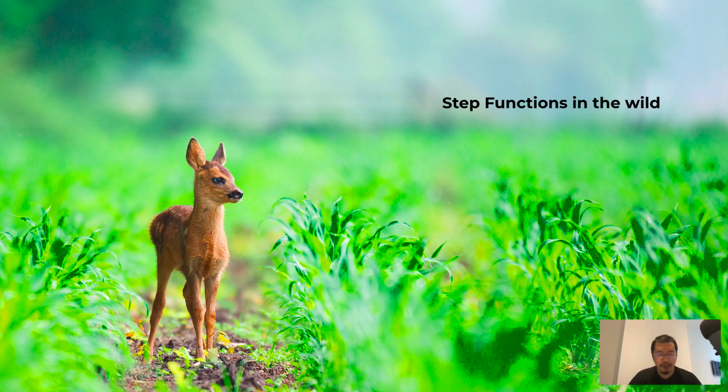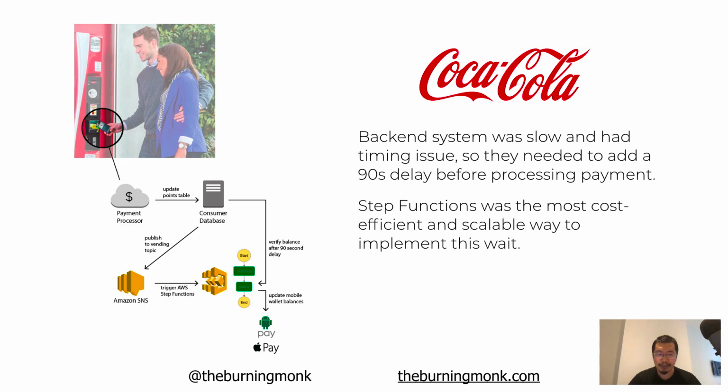So let's take a look at some real-world use cases for Step Functions. I mentioned Coca-Cola earlier. They run a state machine execution every single time you use their vending machine, because the problem they were facing was that some of the back-end systems they were dealing with were slow and had race conditions, some timing issue. And so what they decided to do was to add a 90-second delay before they try to process your payment, and they found that Step Functions was the most cost-efficient and scalable way to implement this wait. So I thought that was quite a funny use case.